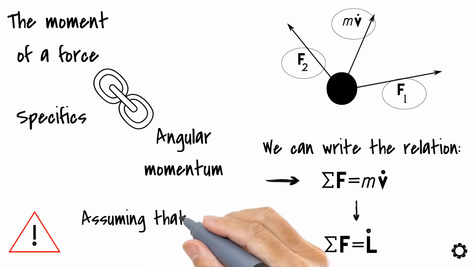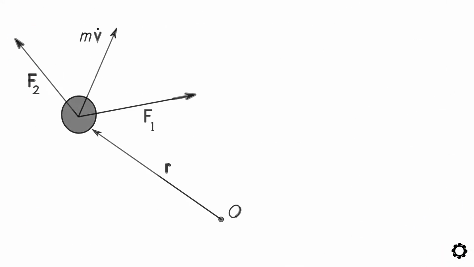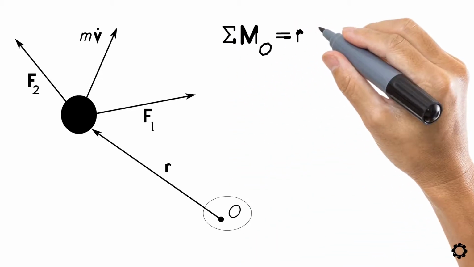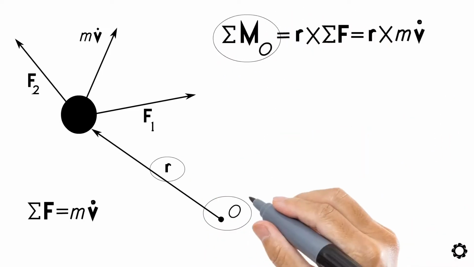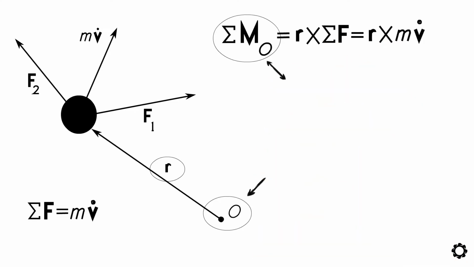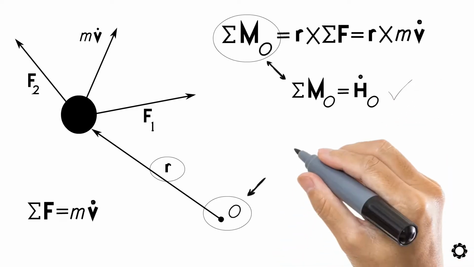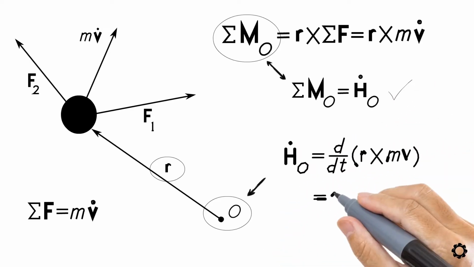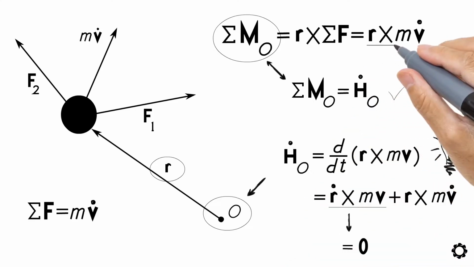Note that we are assuming that the mass of the particle won't change at any time, which is why we can use the presented relation. By using this relation, we can define the moments about point O if we take the cross product of each side of this equation by the position vector r. This resultant moment about point O is actually equal to the time rate of change of the particle's angular momentum about point O, which can be proven by taking a time derivative of the angular momentum of a particle as follows. Which would eventually lead to the following statement.